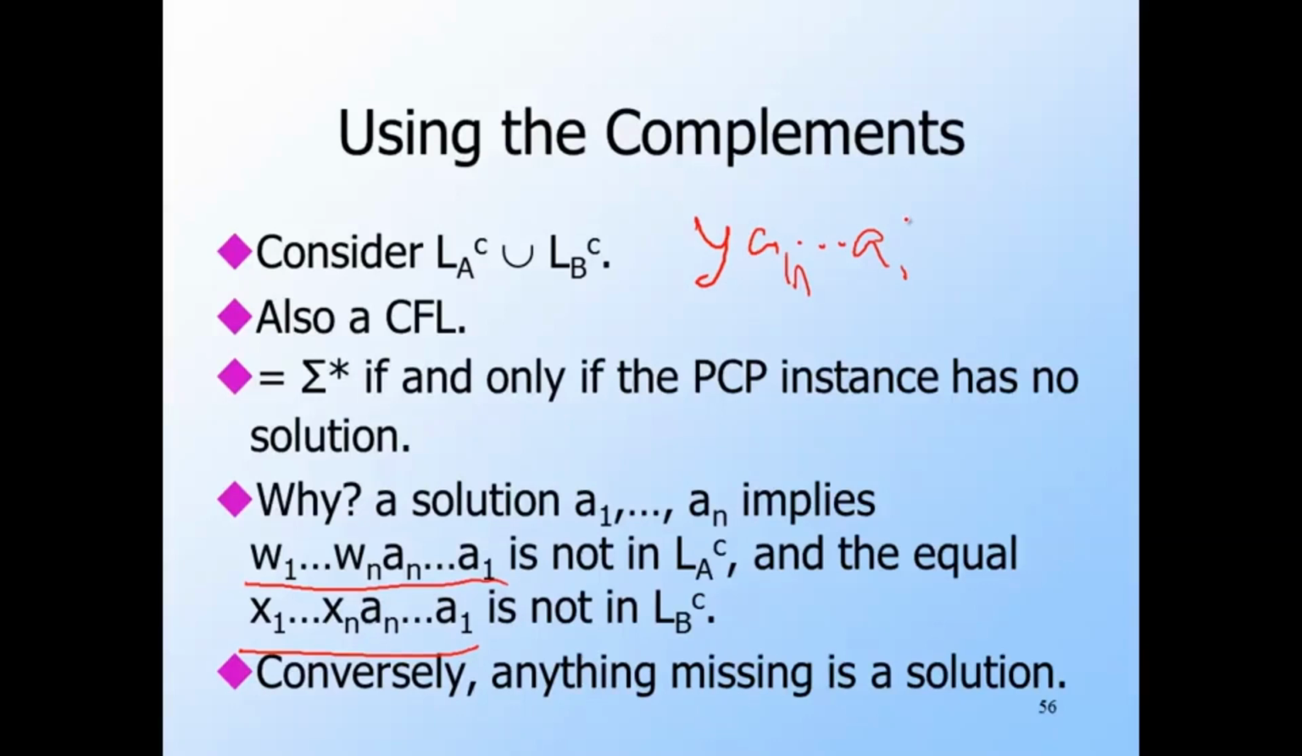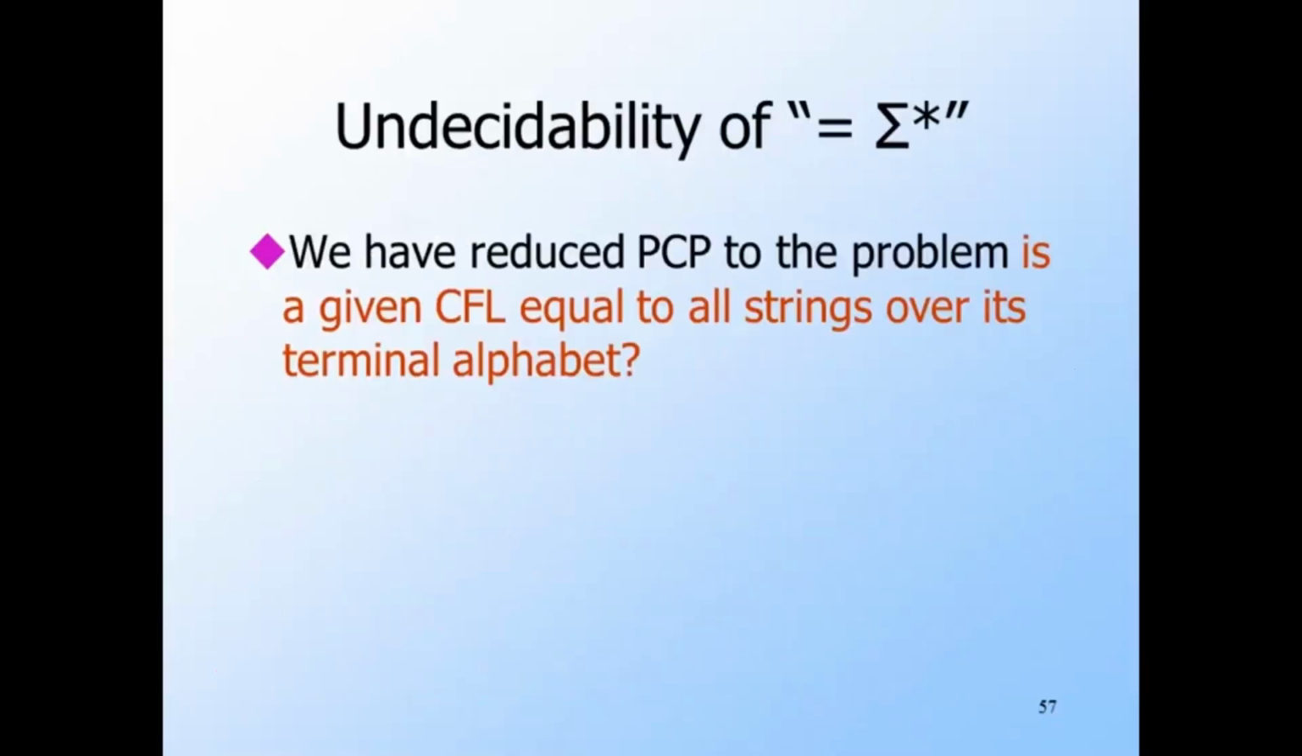That means Y is the string you get by using indexes A1 through AN and taking the first strings from the index pairs. And it's also the string you get by doing the same with the second pairs. That means A1 through AN is a solution to the PCP instance. We have now reduced PCP to the question, is a given context-free language equal to all strings over its terminal alphabet? Thus, this problem is undecidable.